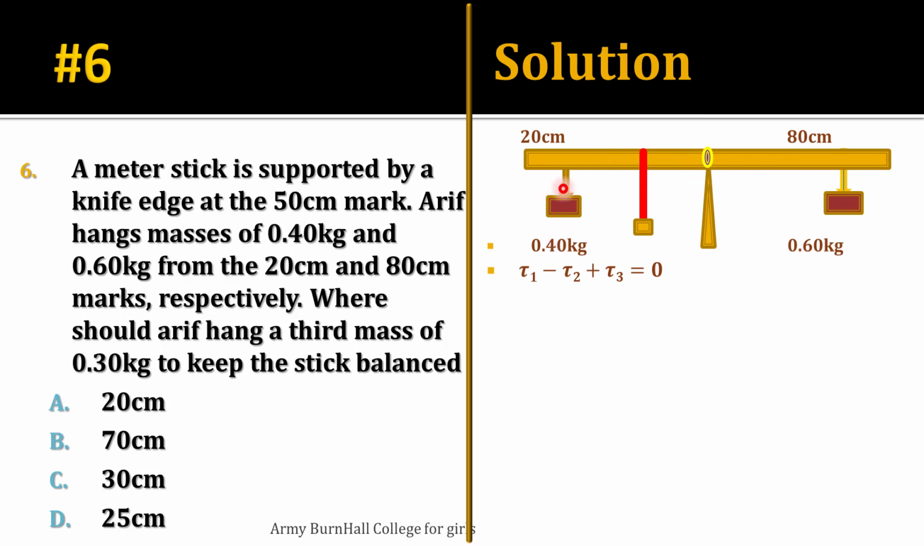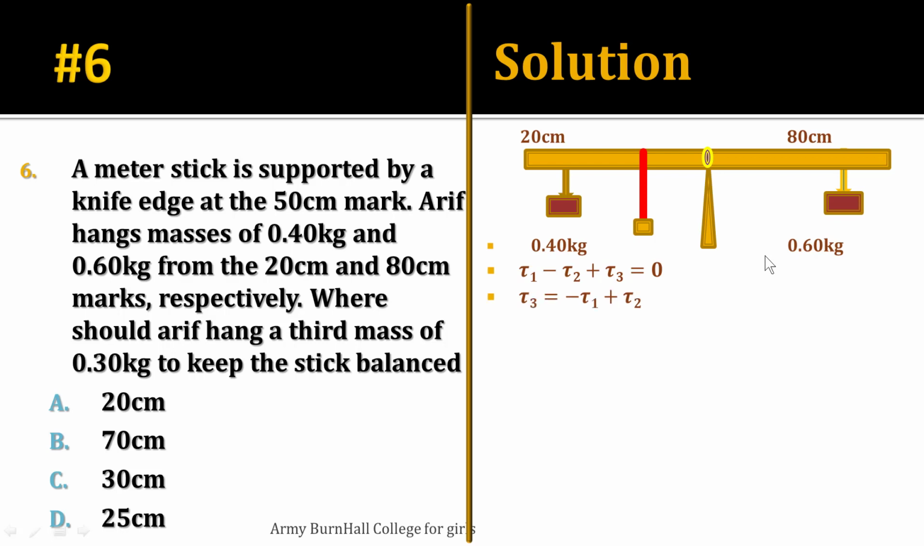The first mass is giving us anti-clockwise rotation, so it is with positive sign. This M2 is giving us clockwise rotation, so it is with negative sign, and this unknown mass is also giving us anti-clockwise rotation, that's why it is with positive sign. Tau 1 minus tau 2 plus tau 3 is 0.